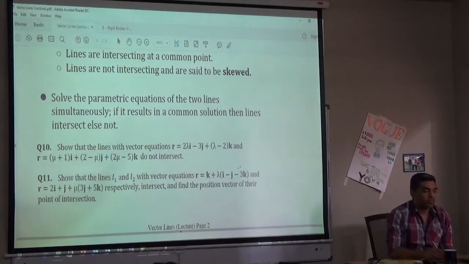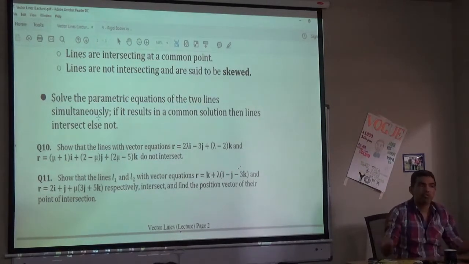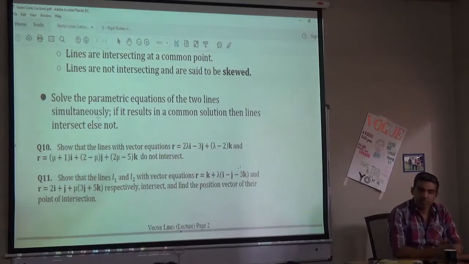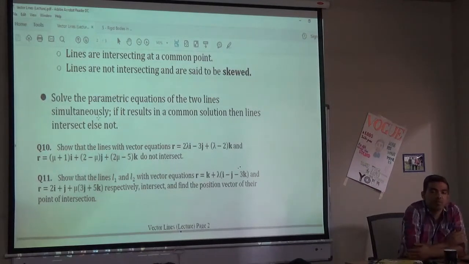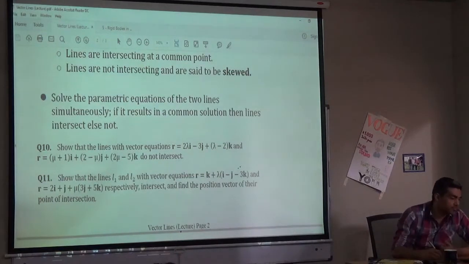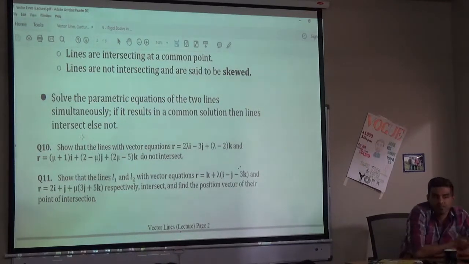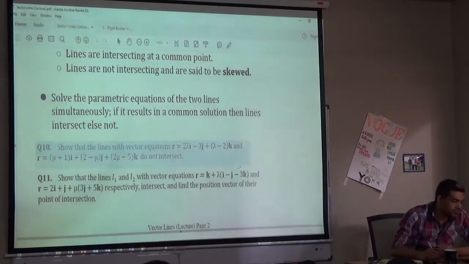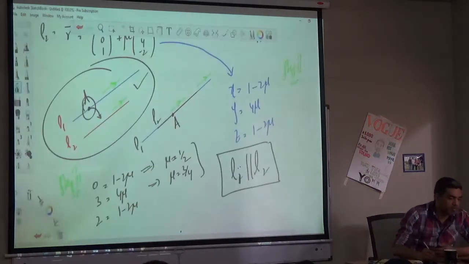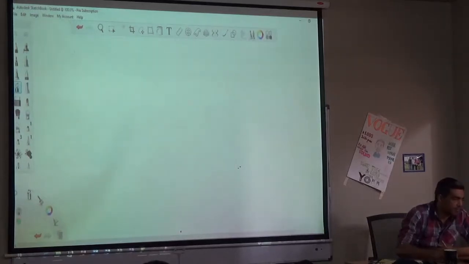Solve the parametric equations of the two lines. So basically you need to convert both equations into parametric form and then solve the two equations simultaneously. When we solve two equations simultaneously, what are we trying to get? We are always trying to get the point of intersection. This is the same thing we're going to do here. If it results in a common solution, then the lines are intersecting, else they don't intersect. So let's try question 10, and I'll tell you how to solve parametric equations simultaneously.